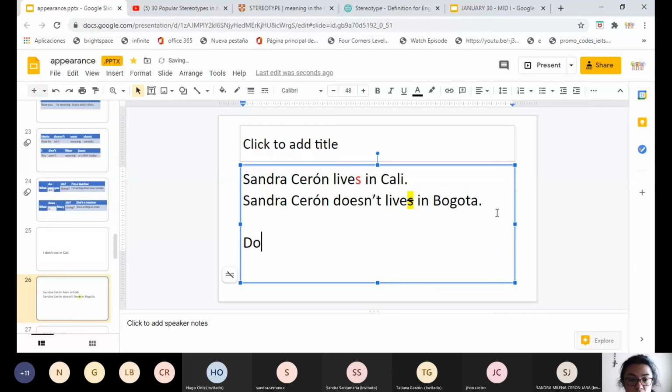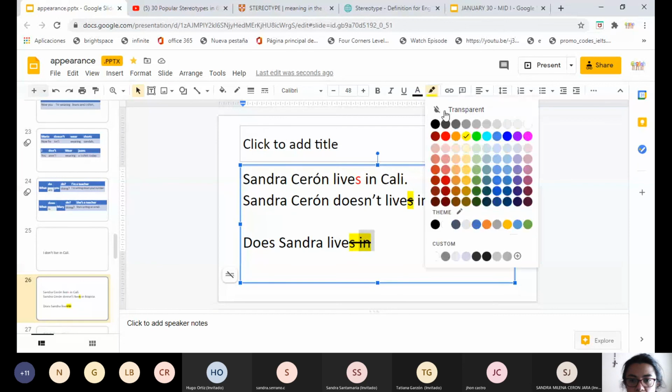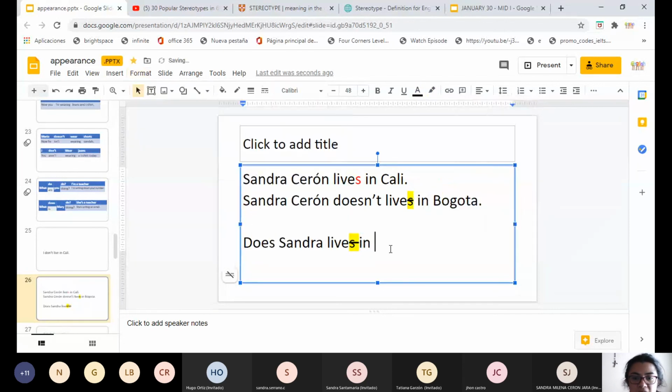And the same happens in the question. So we say, does Sandra Cerón live? Not lives. Sandra Cerón doesn't live. Does she live in Cali? Does Sandra live in Santa Marta? So whenever we use the auxiliary doesn't or does, we are not going to use the S. If we don't use the auxiliary, we use the S. But if we use the auxiliary, no S. Is that clear to everybody?